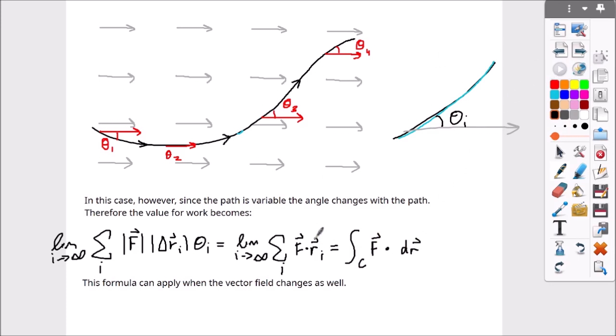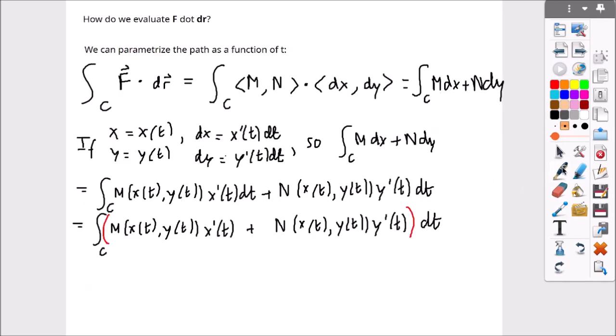That's what delta r is going to turn into, and I should do delta r_i rather than just r_i. That's wrong. Yeah, my examples suck. How do we evaluate this F dot dr? So this is how we evaluate the F dot dr.